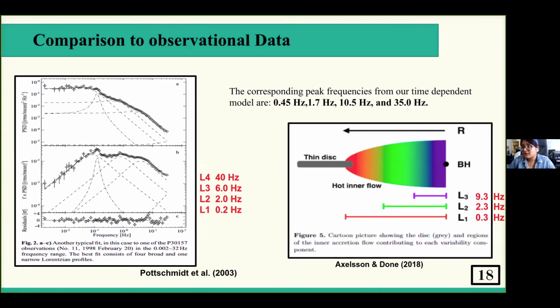Our peak frequencies are also very close to the observed ones from Pottschmidt et al. 2003. Another recent observational analysis also estimates these 3 peak frequencies from their study, and they are also in close range to our values. This figure from their article shows roughly the location of the respective Lorentzian in the hot flow. So unlike them, we don't have any thin disk, but only the hot coronal flow in our models.